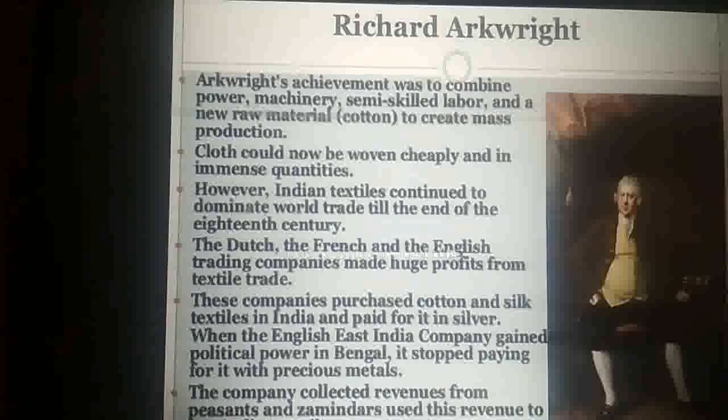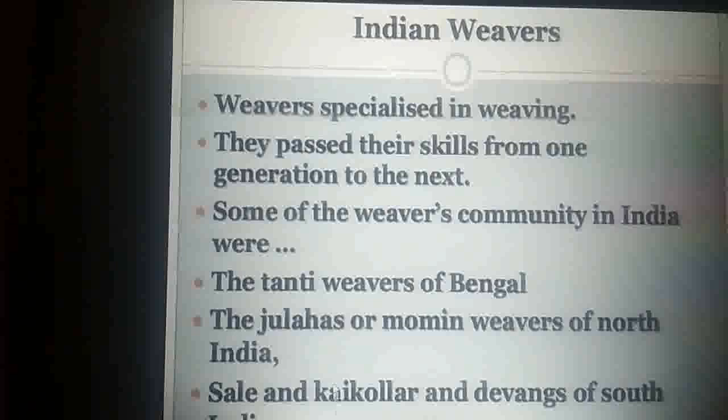And the Dutch and French as well as the English trading companies made huge profits from the textiles. In the beginning, these companies purchased the cotton and the silk textiles in India against silver. But when the British East India Company got the Diwani power, when they entered into the political matters of India, when the political power of Bengal was given to the British East India Company, it stopped paying for it with precious metals. Simply, the company collected the revenue from the peasants and zamindars, and the revenue collected by them, they used it for buying the Indian textiles, and this helped them to save the economy.